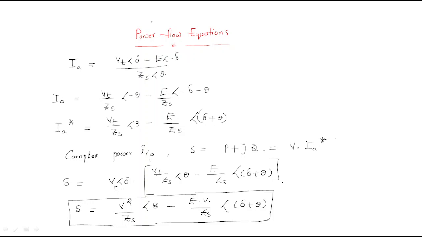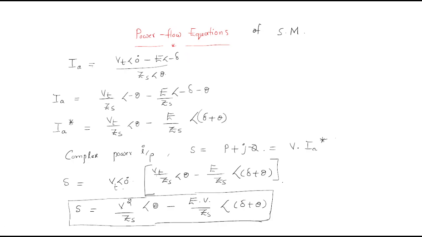In the last session, we discussed the power flow equations of the synchronous motor. In that, we got the apparent power S equal to V square by Zs at an angle of theta minus EV by Zs at the angle of delta plus theta. Next, we will continue the same thing.